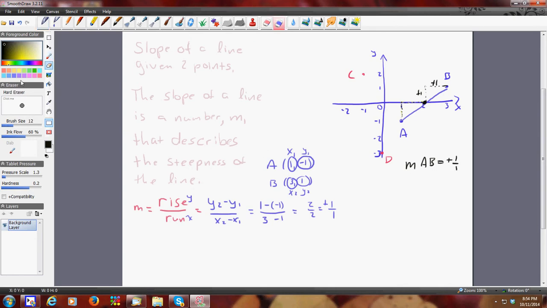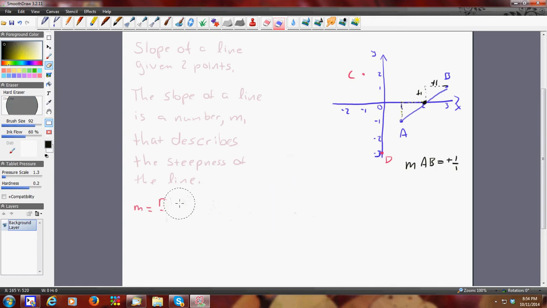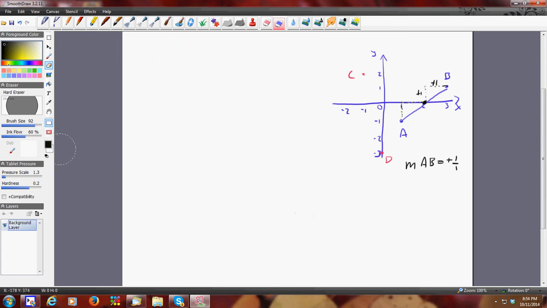I'm going to erase a lot of this. Now I'm going to do one more example. I'm going to erase all this too, because there is something else I want to point out. And the last thing I want to point out, I'm going to take a look at the slope of CD. C has the point negative 1, 2. D has the point 0, negative 3.